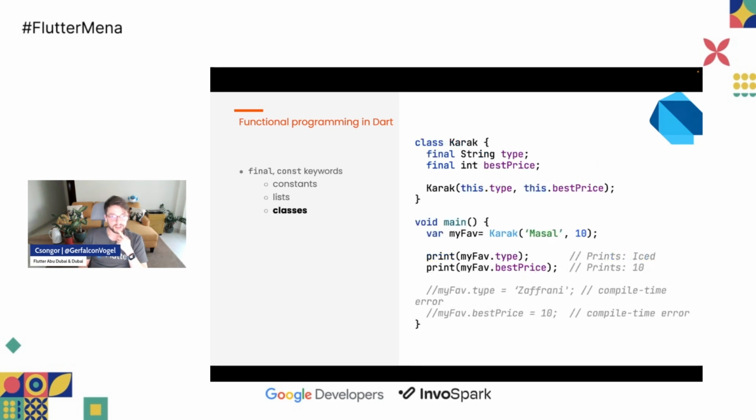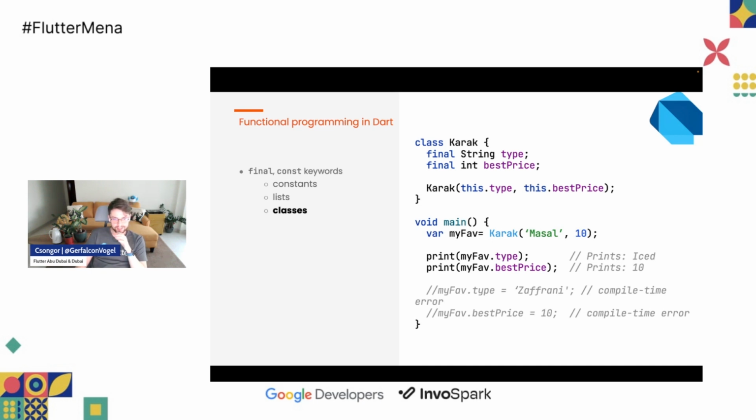What about classes? Let's take an example of a class called Karak. If we have an object like Karak T with a string type and best price, then we can say that my favorite Karak T is the masala, or masalan, if I'm leaving some typos in the slides.